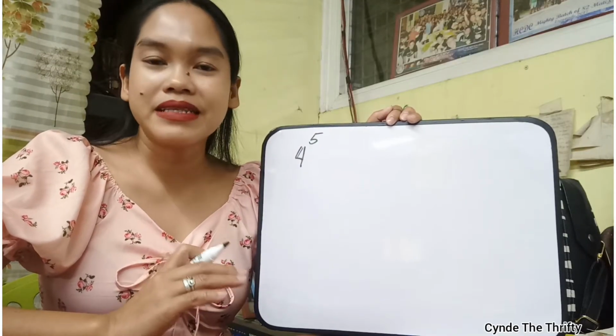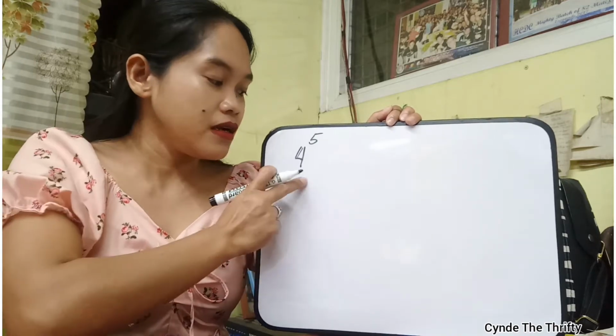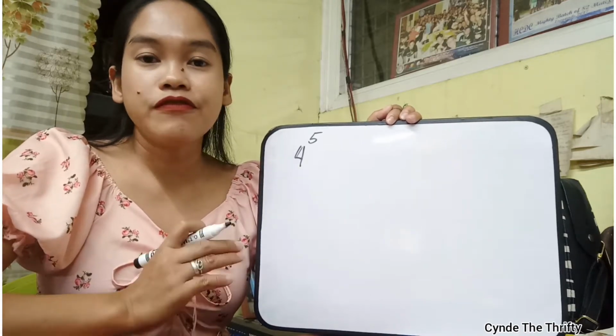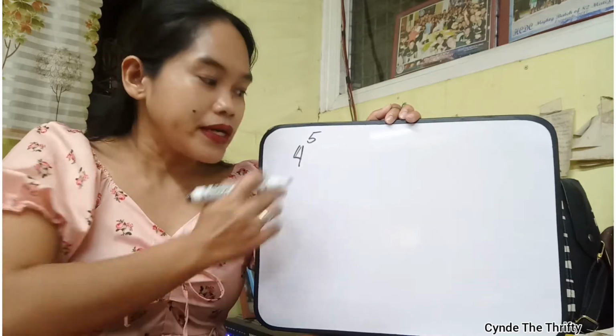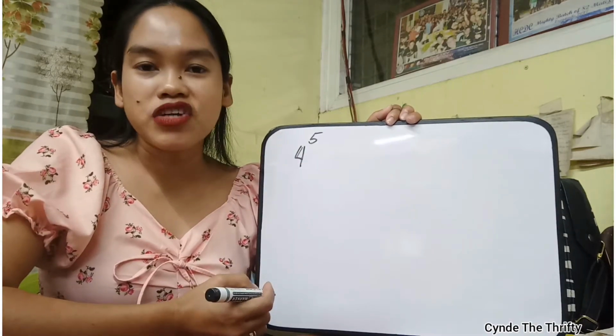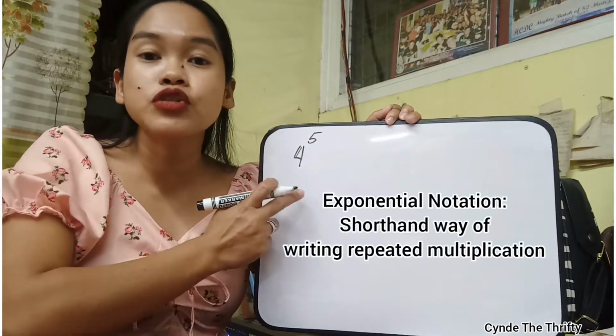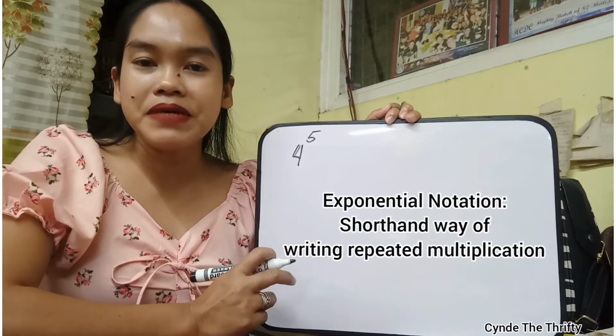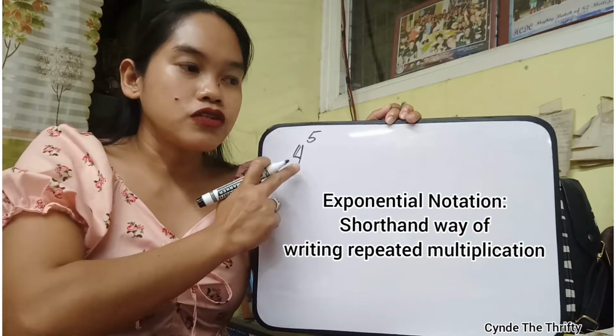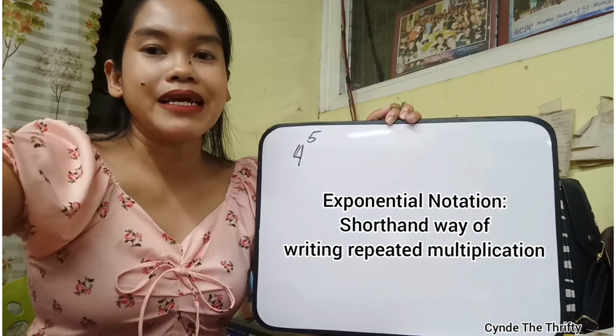So, we have here, that is about base and exponents. So, we have here 4 raised to the power of 5 or 4 to the 5th power. So, ang tawag natin dito is, tinatawag natin siyang exponential notation. So, ito yung shorthand way of writing repeated multiplication. So, ito yung shortcut ng pagsulat ng repeated multiplication.